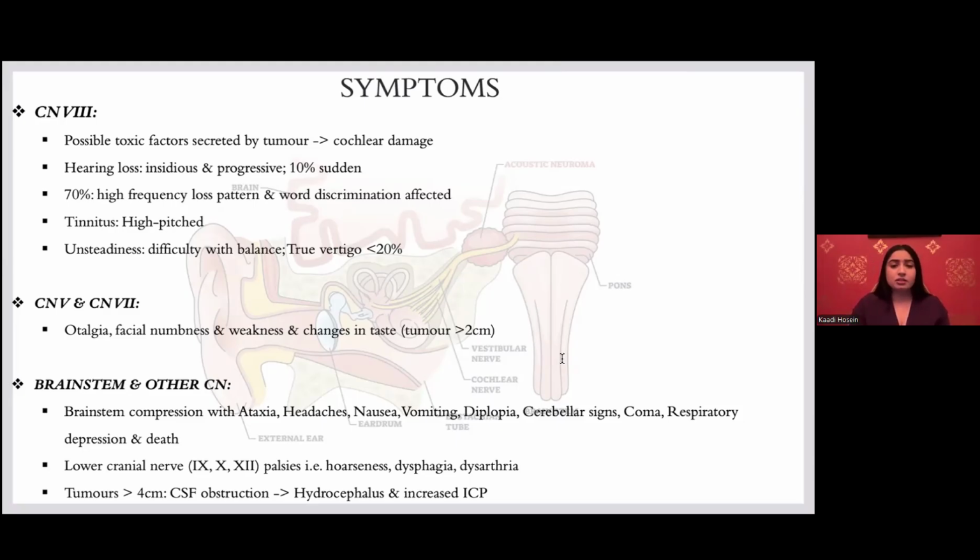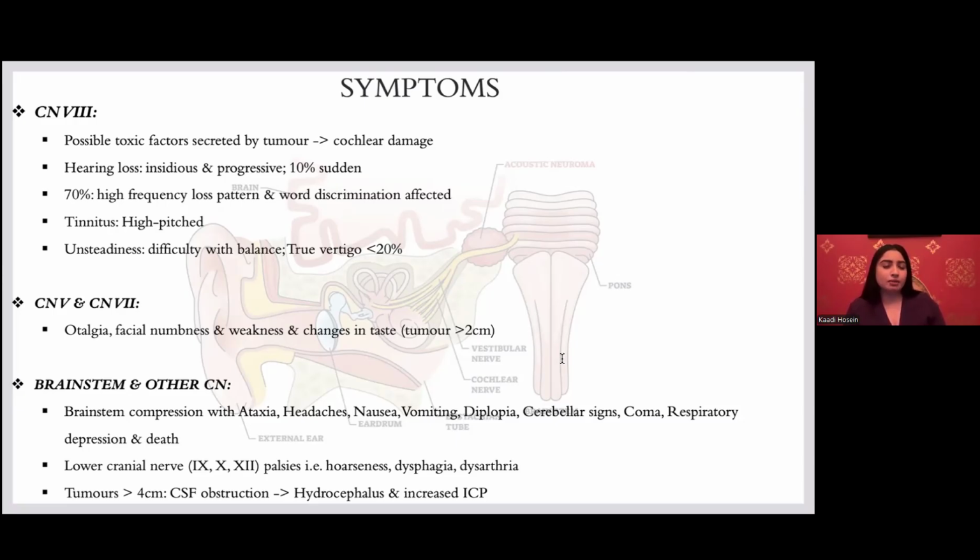The tinnitus, as stated prior, is usually high-pitched. Unsteadiness manifests primarily as difficulty with balance, with true vertigo occurring in less than 20% of cases, because these slow-growing tumors cause gradual rather than acute asymmetries in the vestibular function. In this setting, the central vestibular system can often compensate for the gradual loss of input from one side.